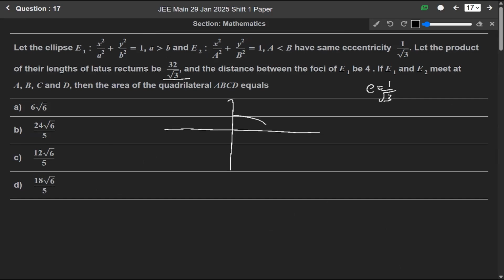Let us suppose this is ellipse E1. This is ellipse E2. Okay. And these are the meeting points. Let us say A, B, C, D. We have to find the area of this.